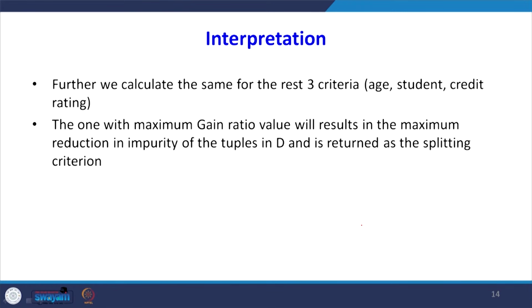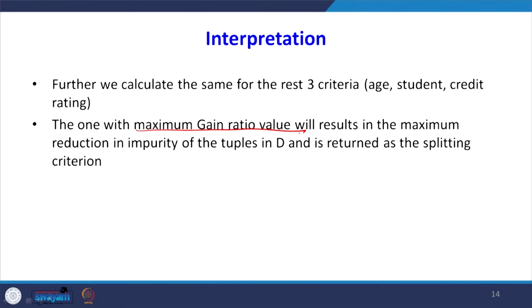Further, we calculate the same for the rest of the 3 attributes. What are the other 3 attributes? Age is there, student is there, credit rating is there. The one with the maximum gain ratio value will result in maximum reduction in impurity of the tuples in D, and it is returned as the splitting criterion. So, what do we have to do? We have seen for one attribute, that is income. There are another 3 attributes such as age, student and credit rating. For these attributes also we have to find out the information gain ratio. That corresponding attribute should be taken as the splitting criterion.